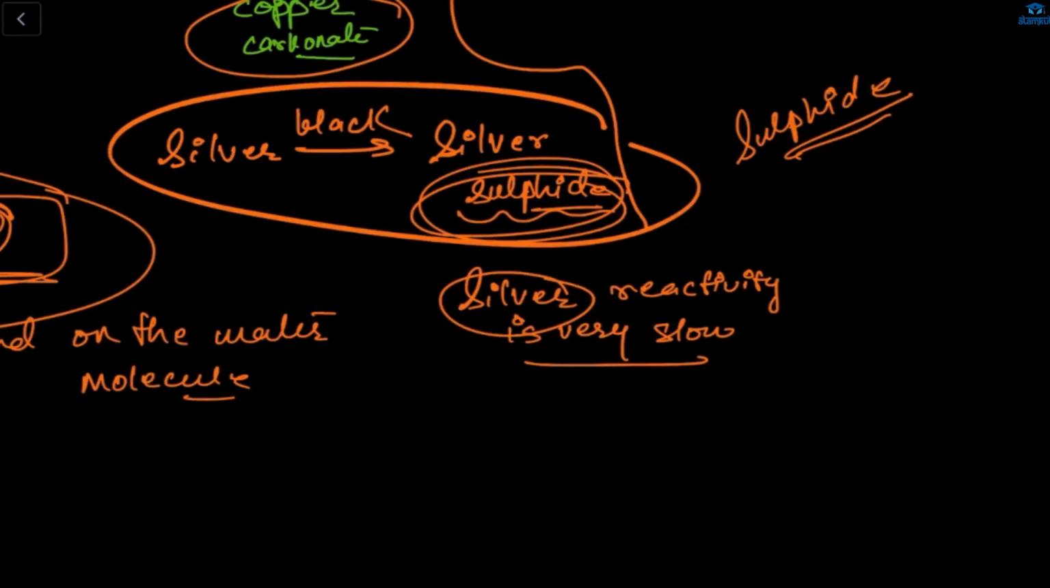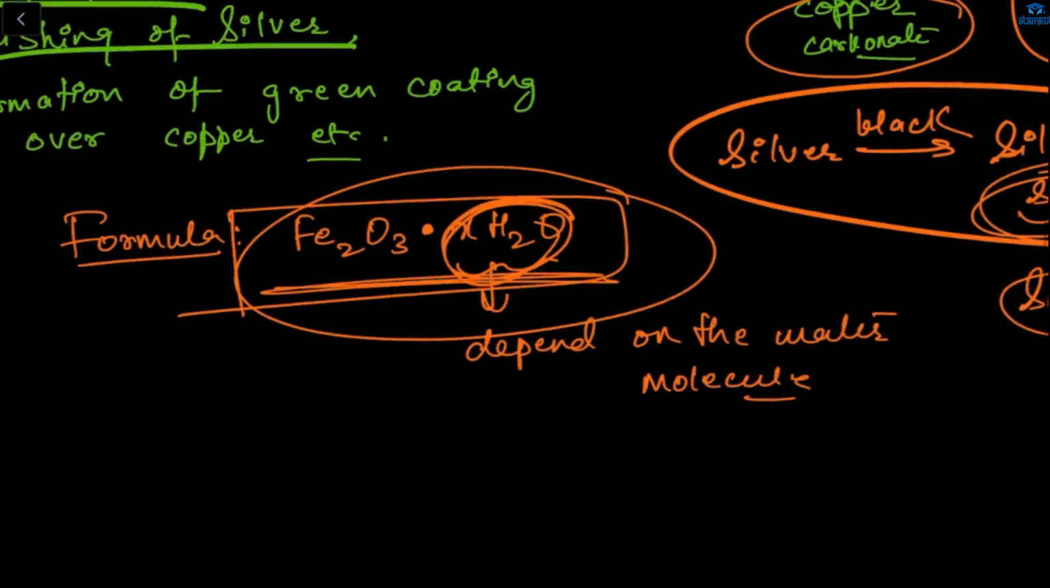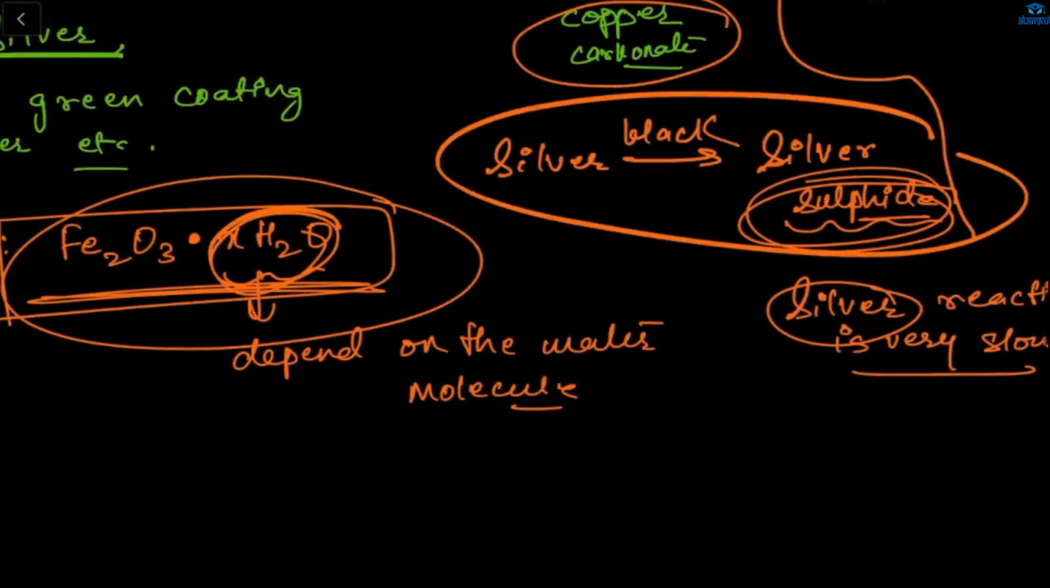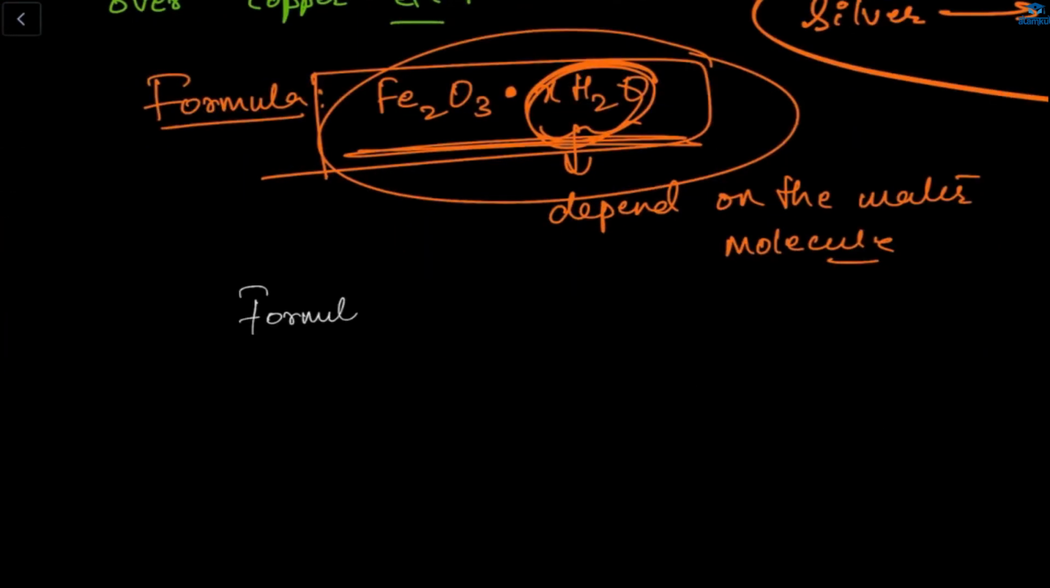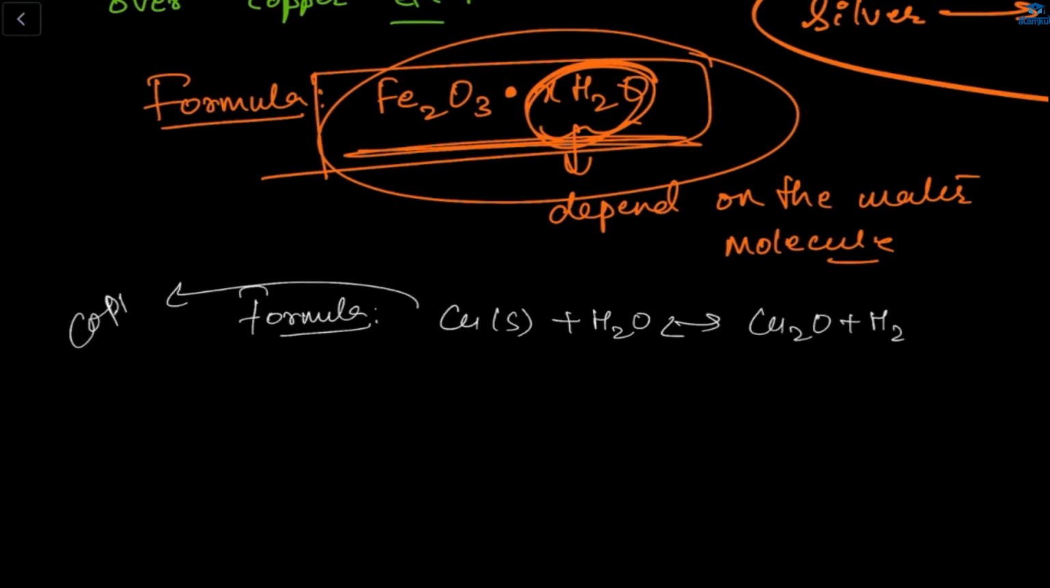And what anyone was asking now, the formula for what? The formula of rust and the formula for silver. Let me write here the formula for the silver and the copper one. So the copper one is Cu plus H2O. It will react with water and form Cu2O plus H2. This is for copper.